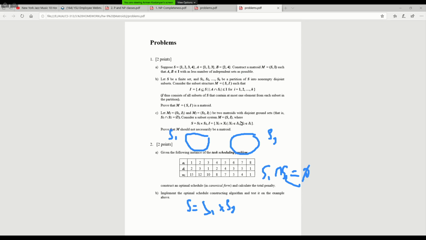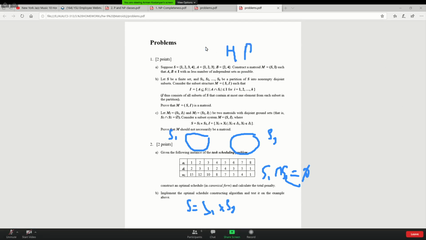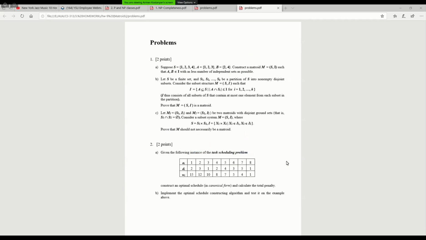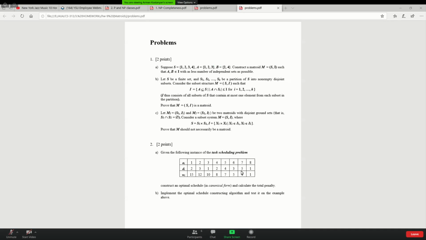And we need to check whether the matroid properties are satisfied. For that we need to check the hereditary property and the exchange property. Let's choose, for example, the hereditary property, and suppose it does not hold.